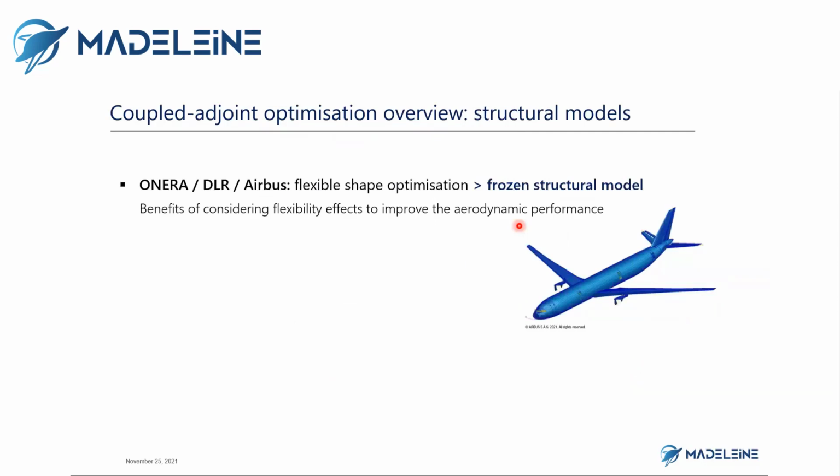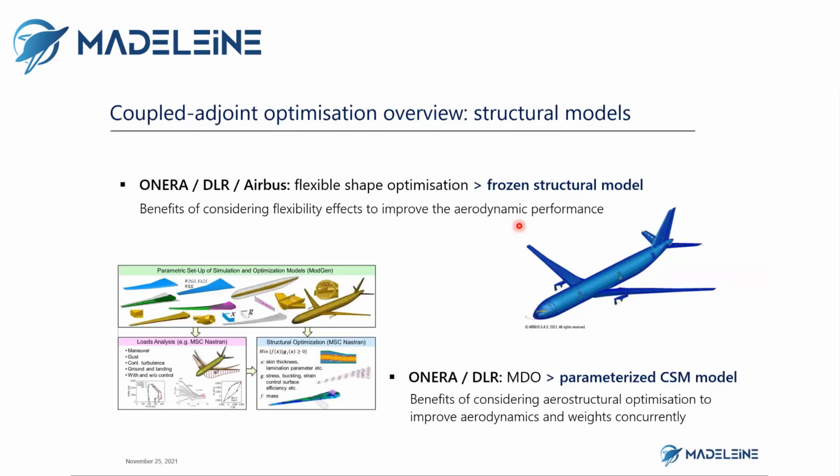Regarding structural models, there are 2 types of application considered in this work. The first one is flexible shape optimization. For this purpose, we freeze the structural model, so it remains frozen throughout the optimization, and we only want to assess the benefits of including flexibility effects to improve the aerodynamic performance. Whereas Onera and DLR also conducted the MDO, here with a parameterized CSM model, which is also updated and improved during the optimizations, to assess the benefits of varying both the aerodynamic performance and the structural mass to improve the overall aircraft performance.